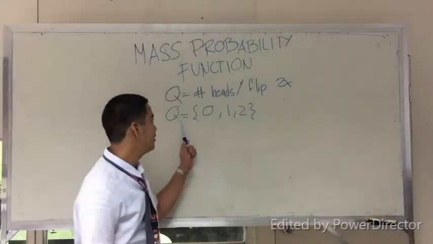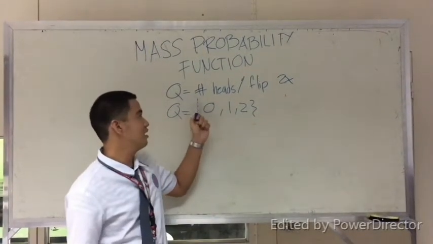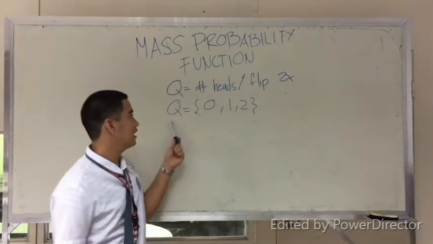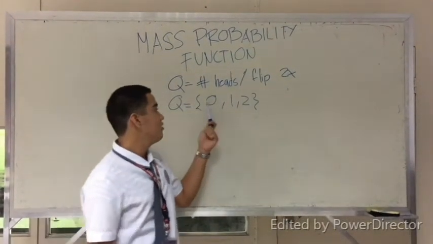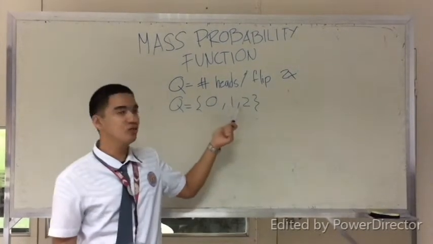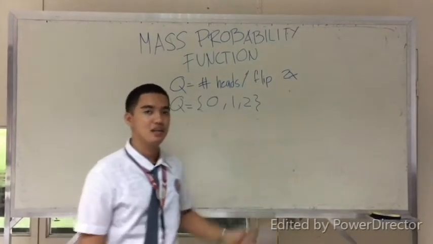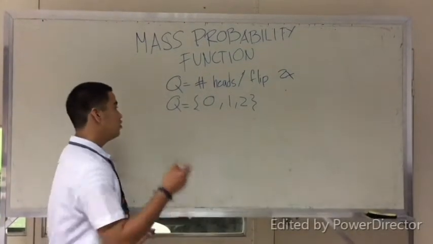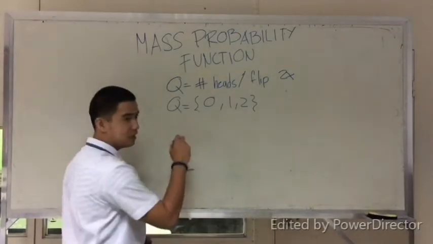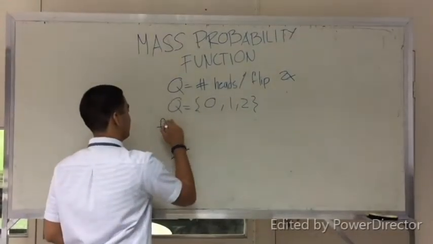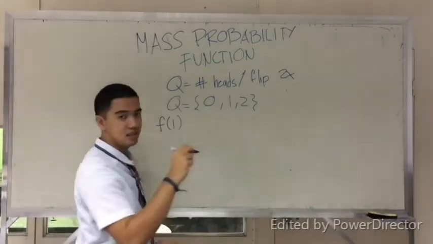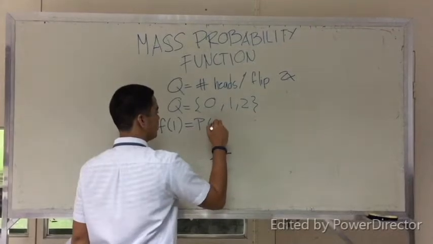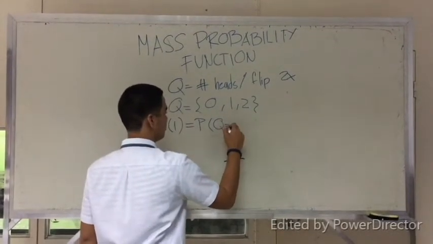So here's an example. Let Q be defined as the number of heads if we flip a coin 2 times. So there can be either zero heads, one head, or two heads. The probability mass function is just saying you want to know the probability of having one head up. So the probability of having one head up is P(Q equals 1).